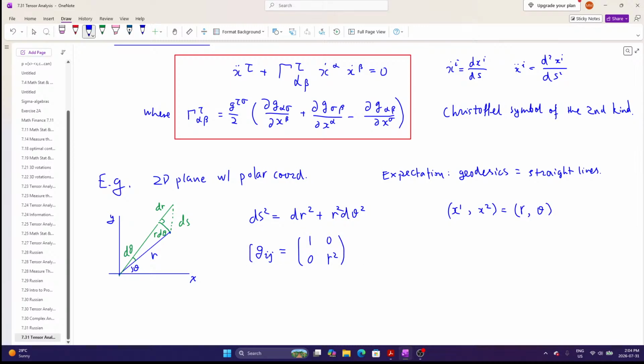This is the Gij matrix. And then let's do the inverse matrix, or the reciprocal tensor, or contravariant metric tensor. It's the matrix inverse of Gij from earlier, so this will be 1, 0, 0, r to the minus 2. It's a diagonal matrix, so calculating the inverse is very easy.